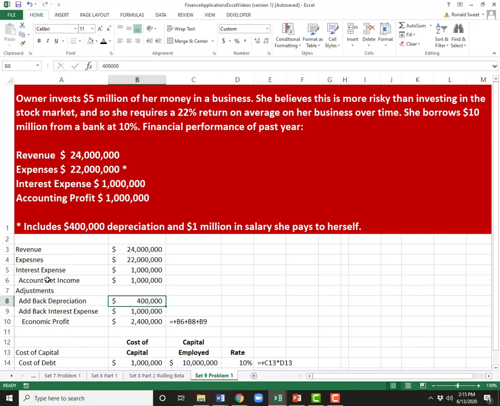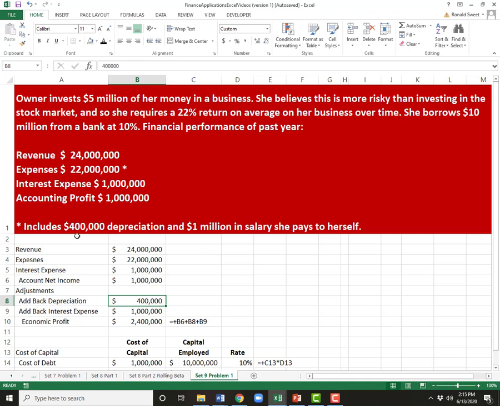So our economic profit, and this is true for most firms, our economic profit is much higher than our accounting profit, mainly because we're adding back depreciation. Now you notice that in those expenses, there's $1 million in salary that she pays herself. I put that in as a red herring. It doesn't mean anything. There's no reason to adjust that out.